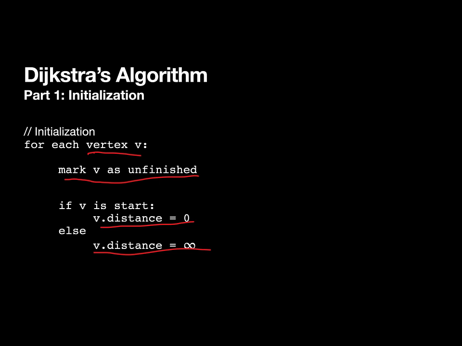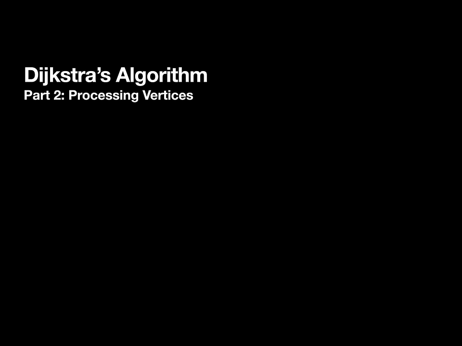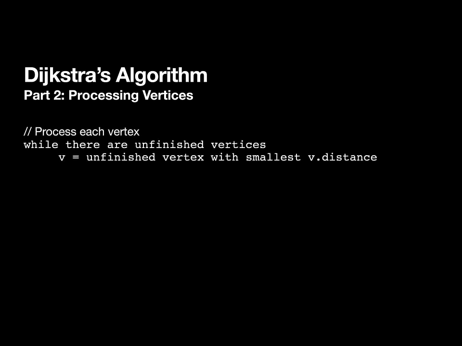Okay, next the algorithm processes each vertex. It does that with some sort of a loop. As long as there are unfinished vertices, it's going to go ahead and retrieve an unfinished vertex, but it does it based on the smallest total distance. Again, this is what we're trying to minimize, so it kind of makes sense. If we're trying to minimize the smallest overall distance, we'll process things that are, in a sense, closest to us.